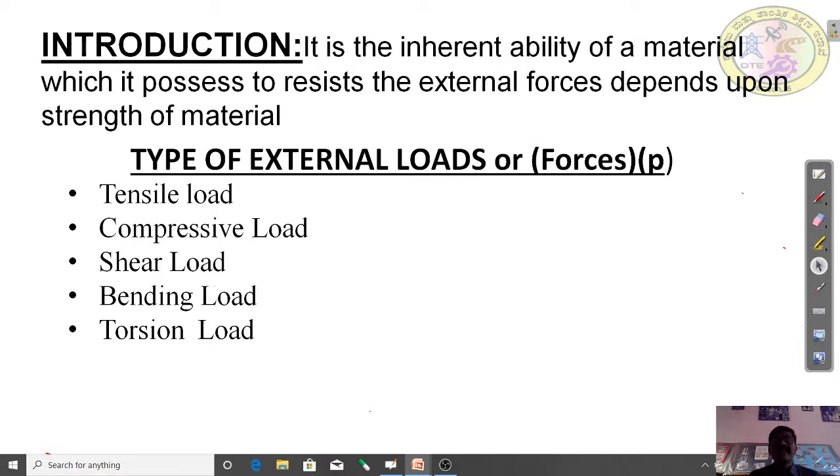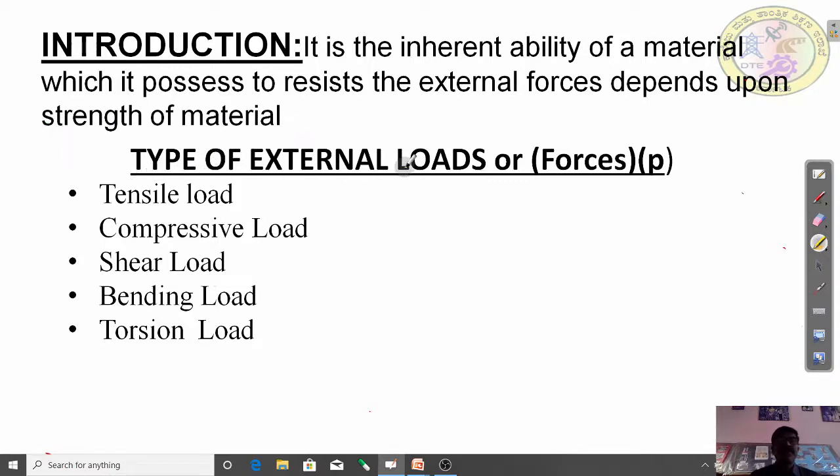For your project to be successful, you should know the strength of the material. Then what is strength of the material? Strength of material is the inherent ability of the material which it possesses to resist the external forces depending upon strength of the material.